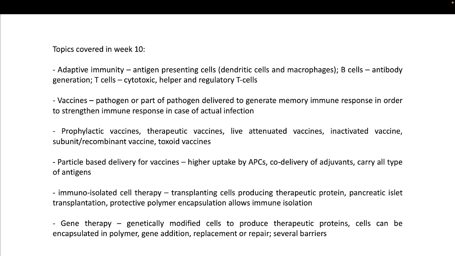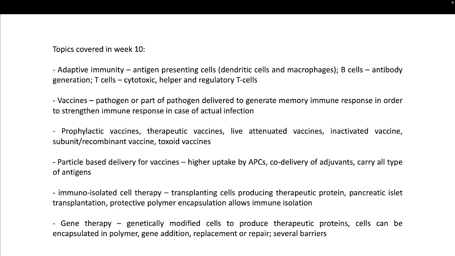And also another advantage of particle-based delivery for vaccines is they can carry all types of antigens. For example, if you have designed a DNA or an RNA as a vaccine, they can easily be incorporated into a particle and then you can deliver that rather than delivering free DNA or free RNA. So these are some of the advantages of particle-based delivery for vaccine.